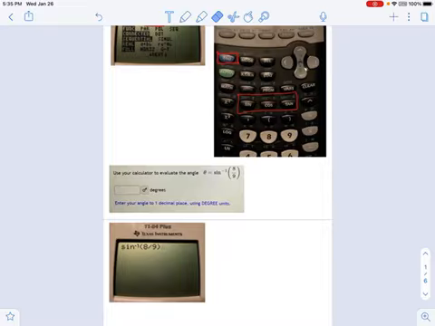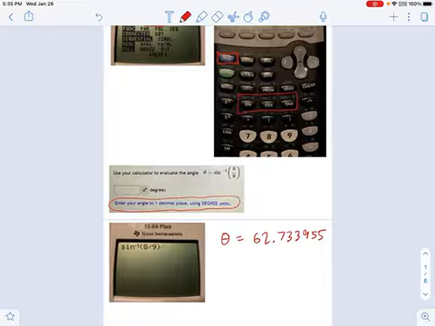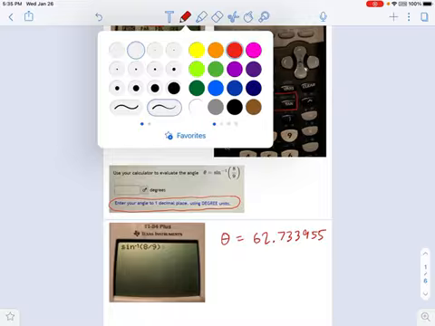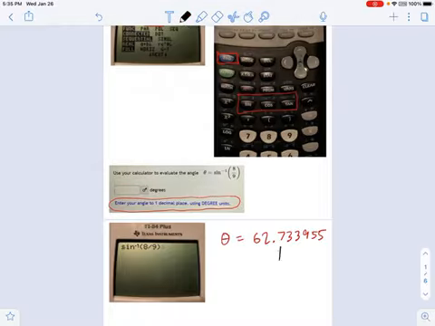Okay, so I get this. Theta equals, and the calculator just spit out 62.73395, and so on. Now, this answer needs to be written to one decimal place using degree units. We've already got the degrees covered, but just a review of rounding. When you're rounding things, one decimal place means this digit right here. So 0.73 rounds to 0.7. I can just say 62.7.